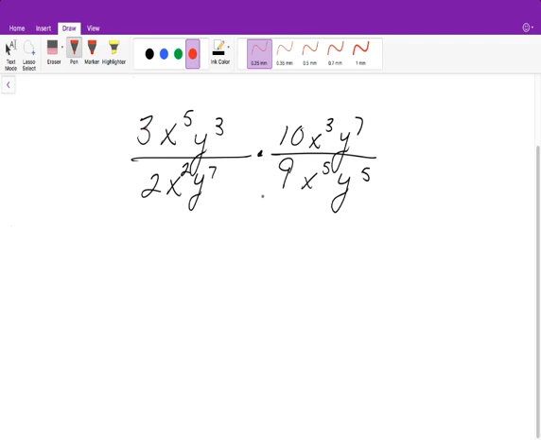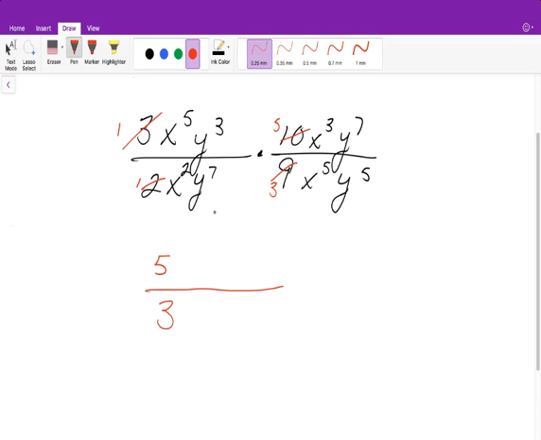I see I have a 3 in my numerator and a 9 in my denominator, so I can rewrite that as a 1, and this is a 3 here. I see I have a 10 in my numerator and 2 in my denominator, so 2 goes into 2 once, and 2 goes into 10 5 times. Now we've simplified our numbers. I know right away that what's left over in my fraction is going to be 5/3.